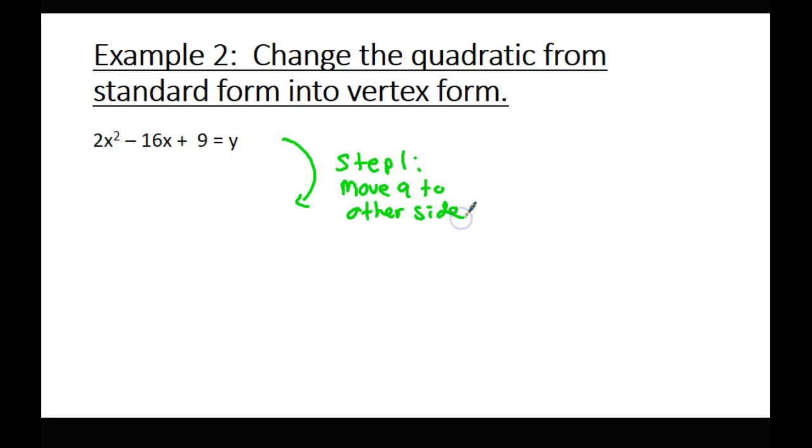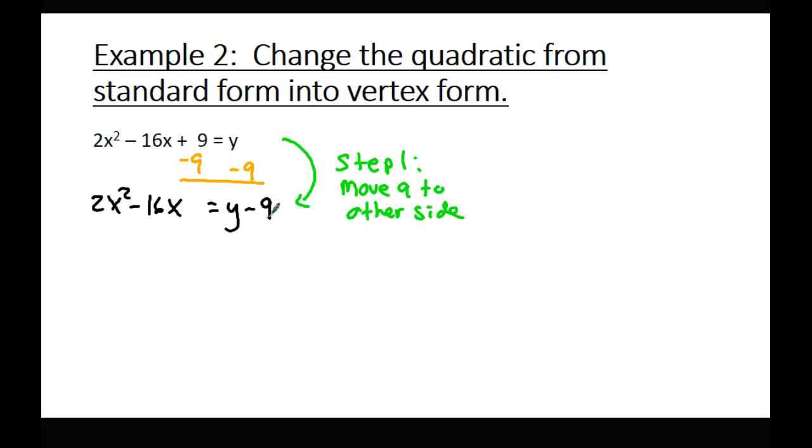So move the 9 to the other side. How would I move the 9 to the other side? We would subtract it, right? Minus 9, minus 9. Okay, so we have 2x squared minus 16x equals y minus 9. That's the first step. Is that hard? That's not hard, but that's one of 6 steps.